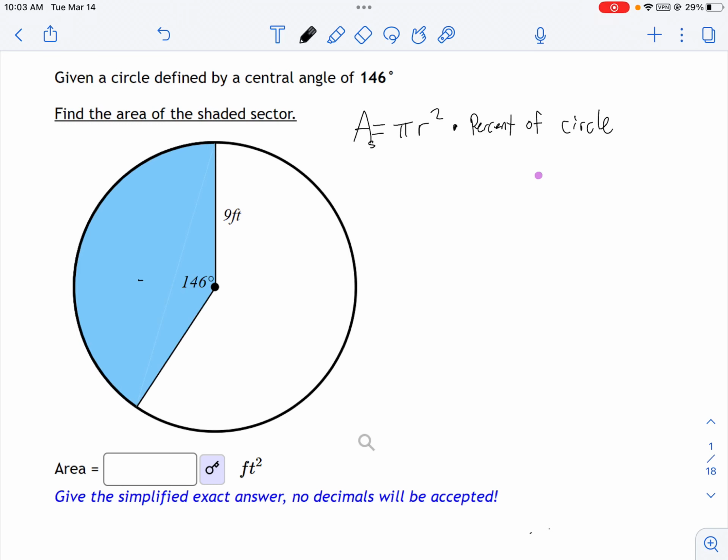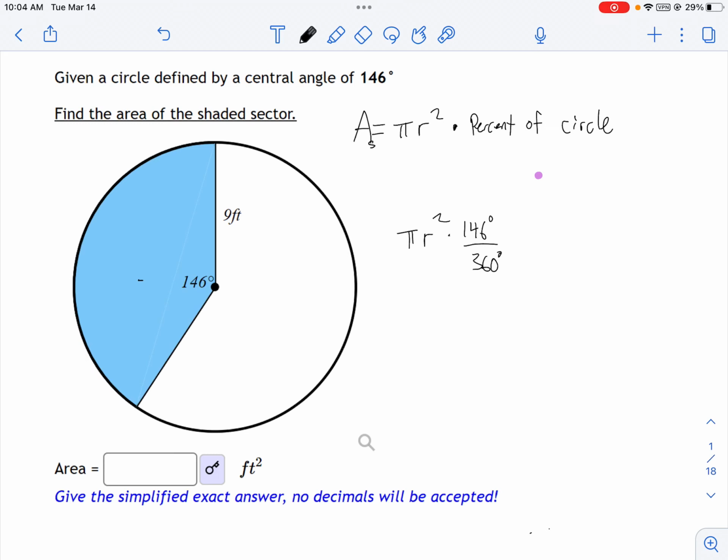Now, how do you know what the percent of the circle is? Would you agree that we have 146 degrees of the whole circle right there? The angle is the percent that you have. And what's the total amount around a circle? Well, that's 360. All the way around a circle is 360 degrees, meaning that here, our area of a sector is going to be pi r squared times our 146 degrees over 360.